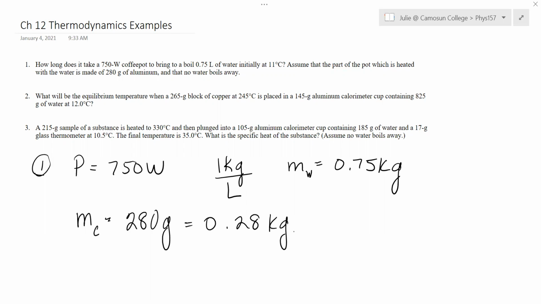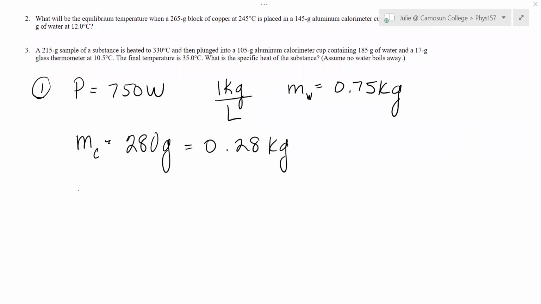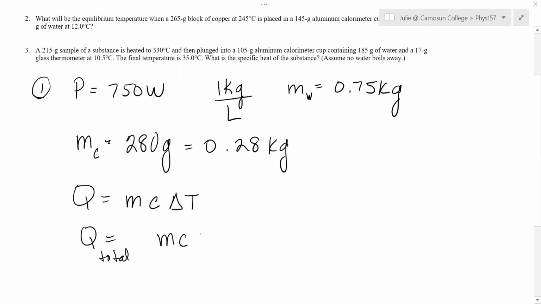Okay, and we're not worrying about boiling, so we have no phase change here. We're just worried about heating this up. And so we know that the amount of heat to change the temperature of an object is mc delta T. Okay, and we've got the cup and we've got the water. So the total amount of heat here, total would be mc delta T for the cup plus mc delta T for the water.